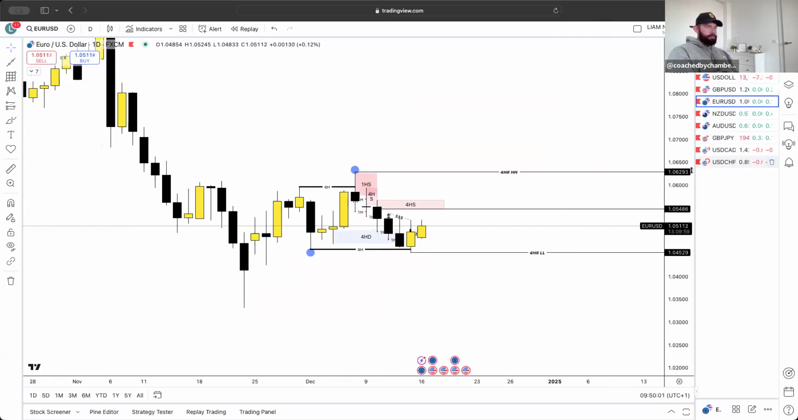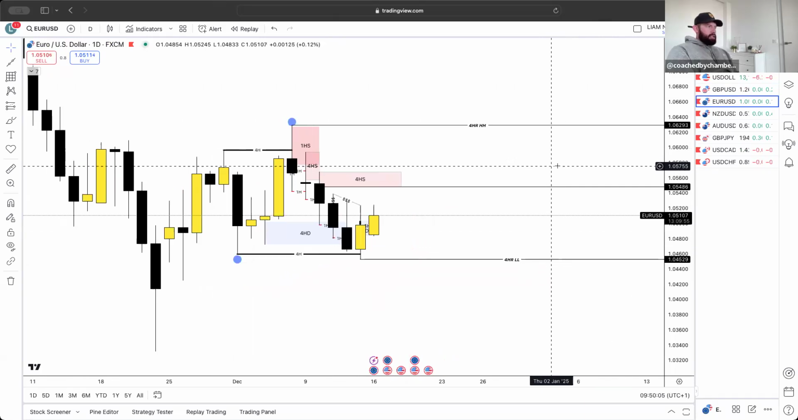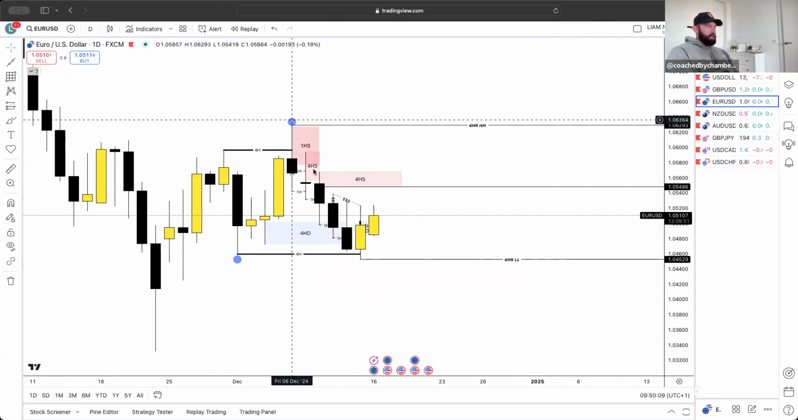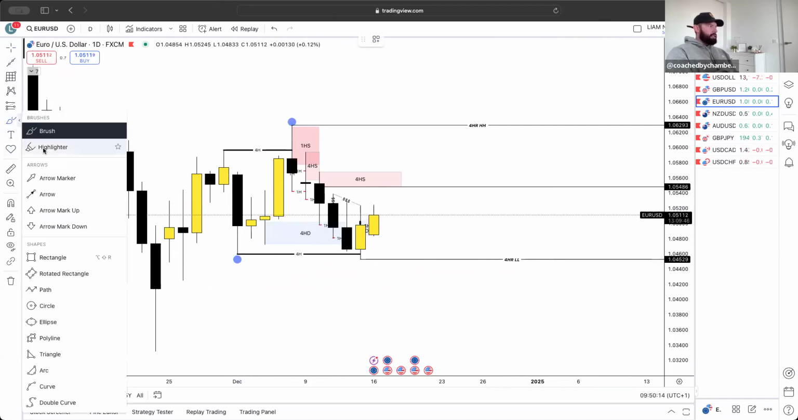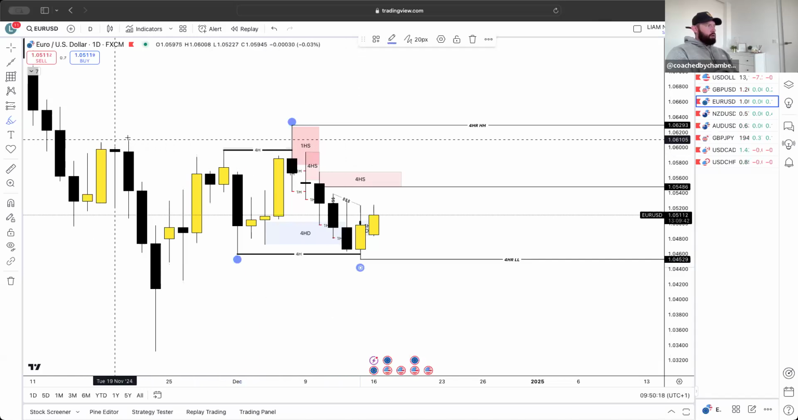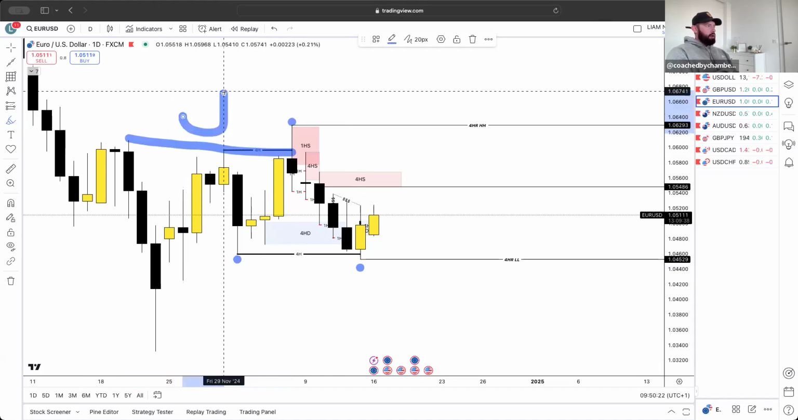So Euro USD. As you guys can see, we obviously had this range from this low to this high. We have currently broke that for me on a 4 hour. So from a 4 hour perspective, we have broken that. And this was more of a liquidity sweep. All these highs here were more of a liquidity sweep.